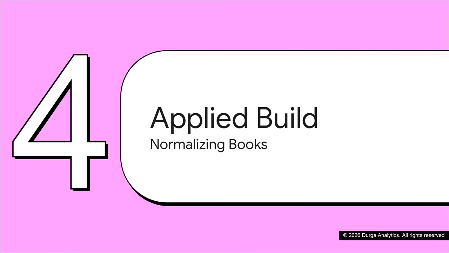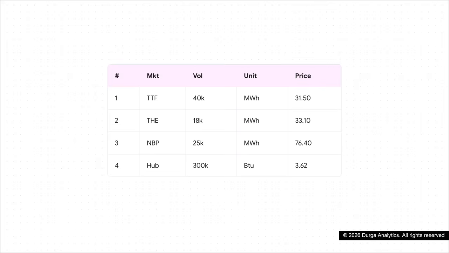Section 4. Applied Build. Normalizing books. Let's shift from theory to some hands-on ETRM practice. If you want a job in gas trading or risk, you have to be able to build and defend a position normalization table for a mixed, multi-currency book. Imagine you have a raw book holding positions across Europe and the US. It's a mess of euros per megawatt hour, British pence per therm, and US dollars per MMBTU.